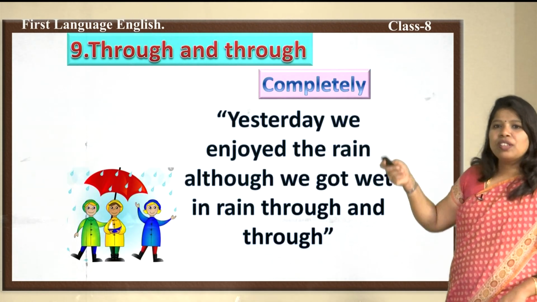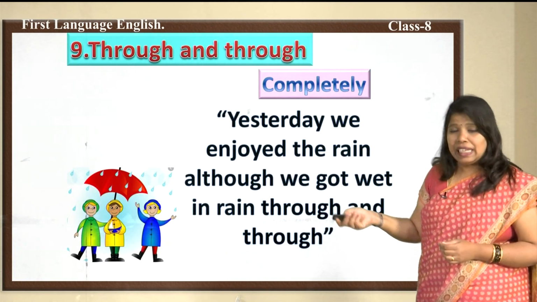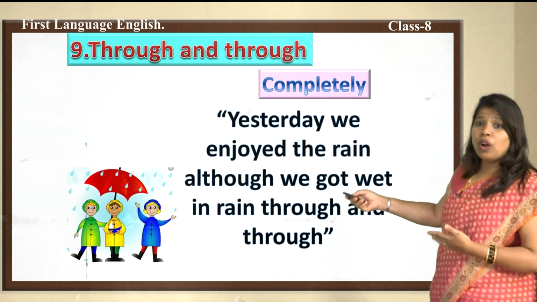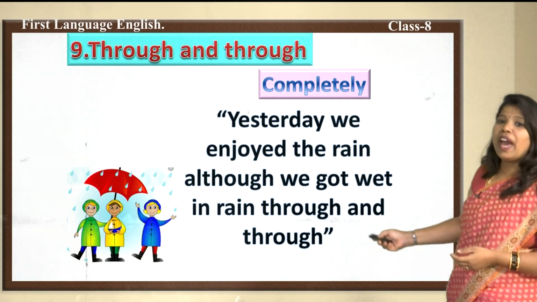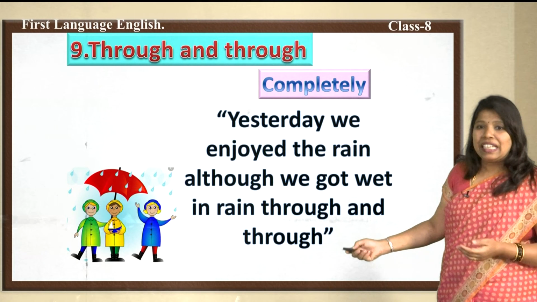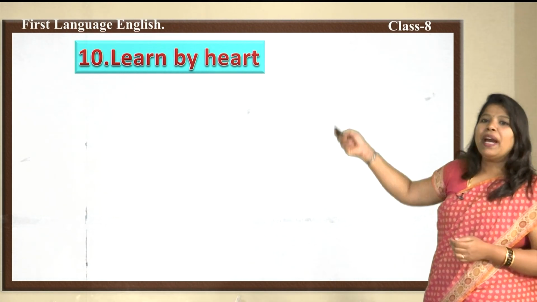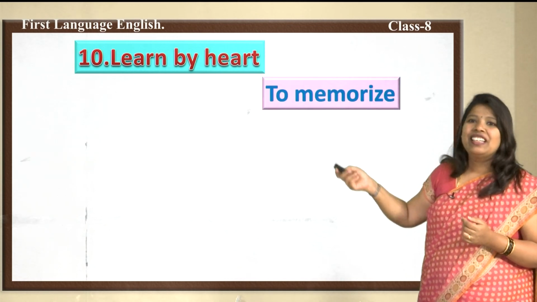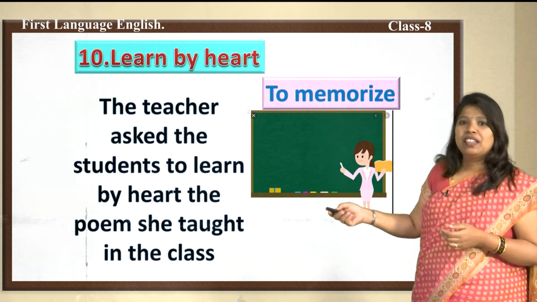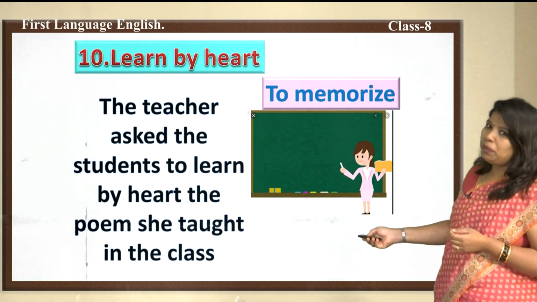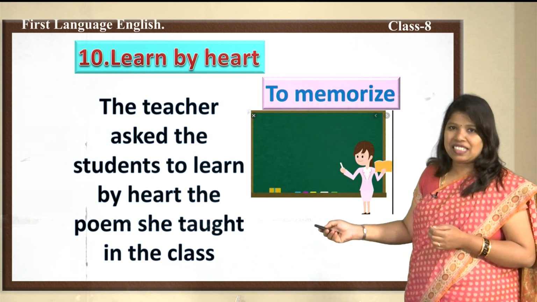The ninth one is through and through, which means completely. Yesterday, we enjoyed the rain, although we got wet in rain through and through, which means we got wet in rain completely. Now, learn by heart. This you must have heard in your classroom, right? It means to memorize. So, the teacher asked the students to learn by heart the poem she taught in the class.